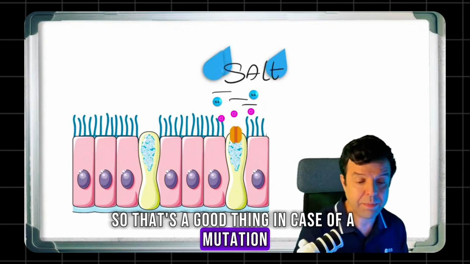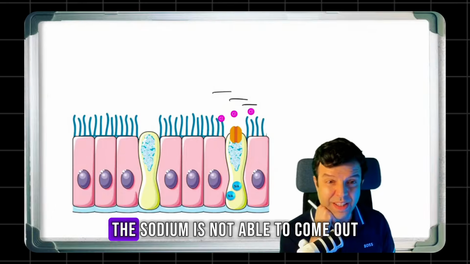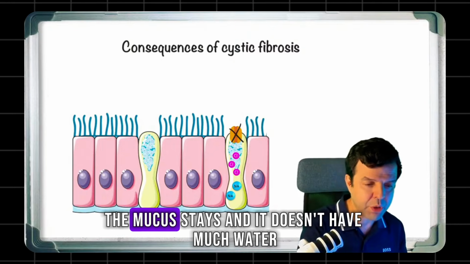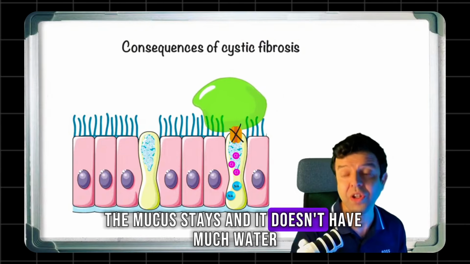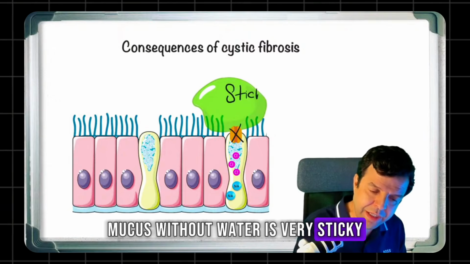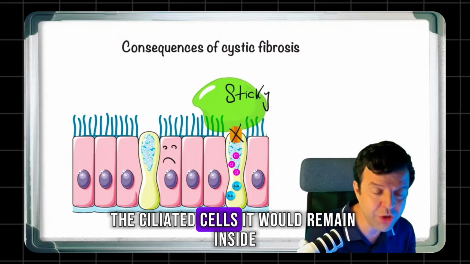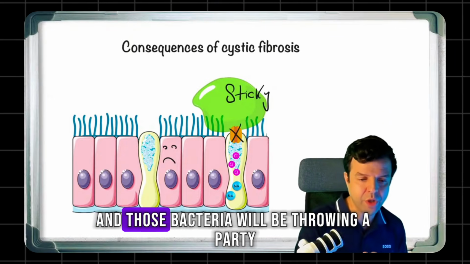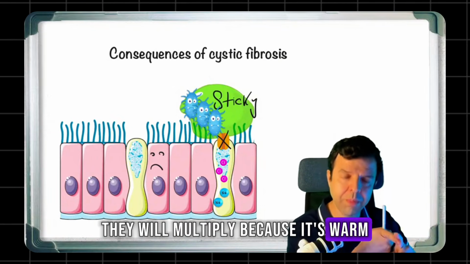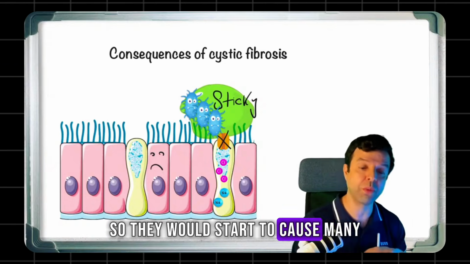In case of a mutation, on the other hand, the chloride is not able to come out, right? The sodium is not able to come out. Everything is stuck inside. The mucus stays and it doesn't have much water. Mucus without water is very sticky. Sticky mucus is very difficult to be pushed by the ciliated cells. It would remain inside and those bacteria will be throwing a party. They will multiply because it's warm, it's fluid, it's nutritious. So they would start to cause many infections.